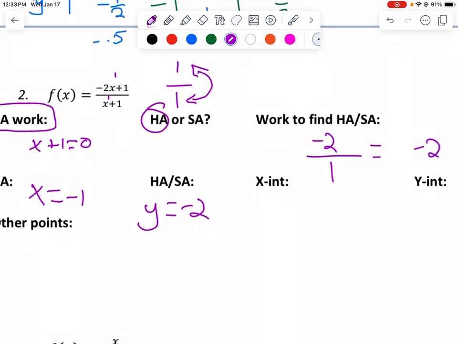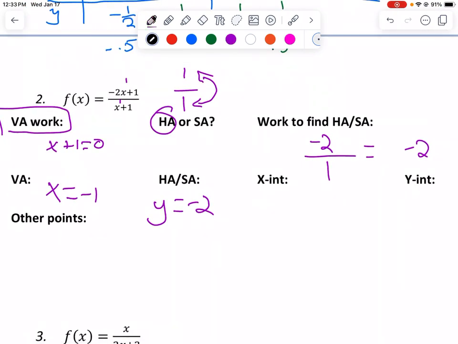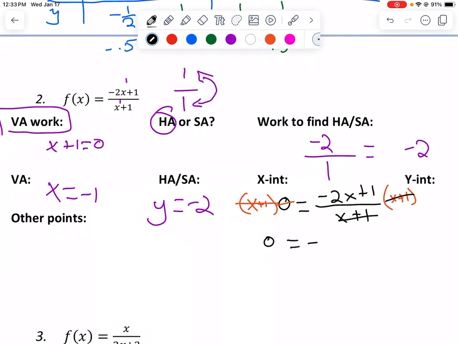For our x-intercept, that happens when we make y 0, or f of x. So if we had 0 equals negative 2x plus 1 over x plus 1, we could get rid of this x plus 1 by multiplying it to both sides. And what you're going to notice happens is this cancels out with this 0. It still just makes 0. And these cancel out, so we just have negative 2x plus 1 that we need to solve for.